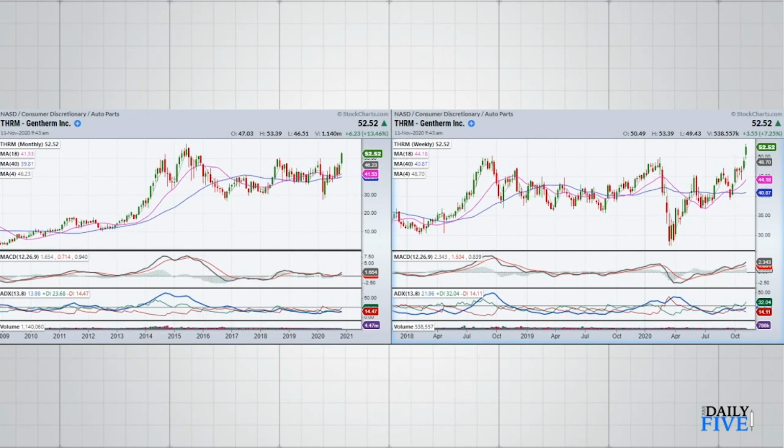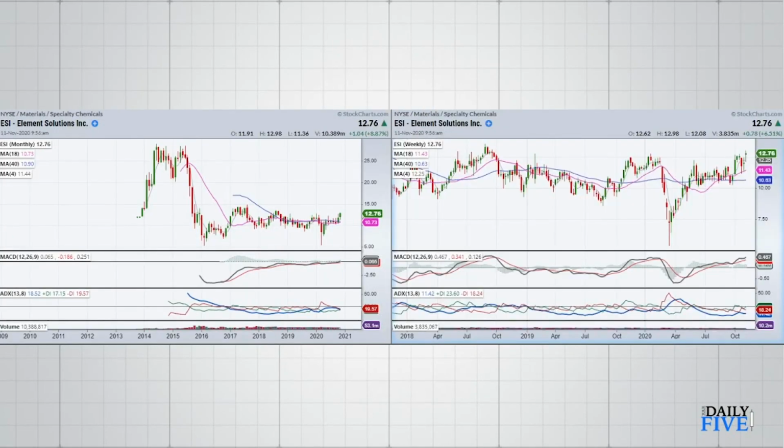Let's go to the next stock, ESI. ESI, Element Solutions, is a chemical company. I noticed again when I went through, and I've been going through a lot of stocks, the chemicals are showing improvement. Basic materials has been very, very strong. This is no exception. Obviously, this is a smaller cap name, but on the monthly chart, you've had this sideways line that's been forming for a couple years, and it's very quiet.